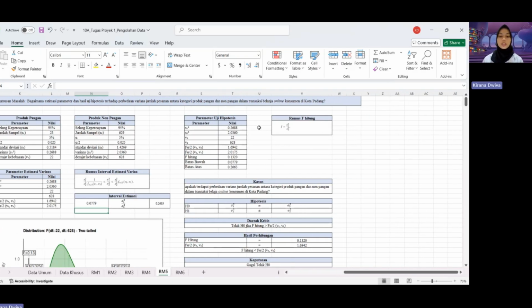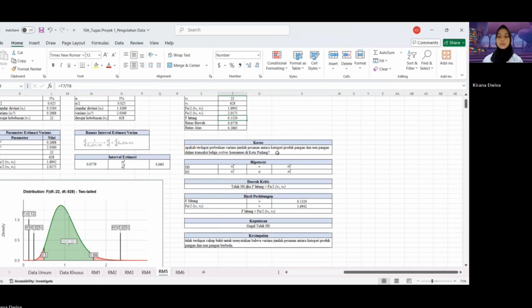And then we obtain the parameter table for the hypothesis test. There are S1 square, S2 square, V1, V2, F alpha per 2, V1, V2, F alpha per 2, V2, V1, F, the lower limit, and the upper limit. We got the value of F from the formula F equal to S1 square per S2 square.